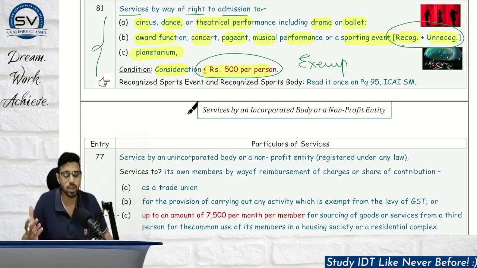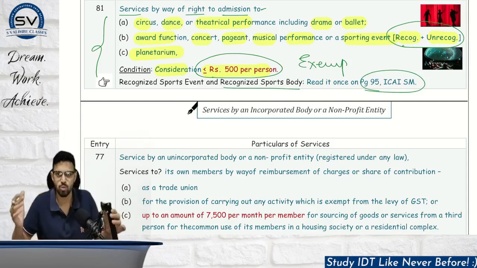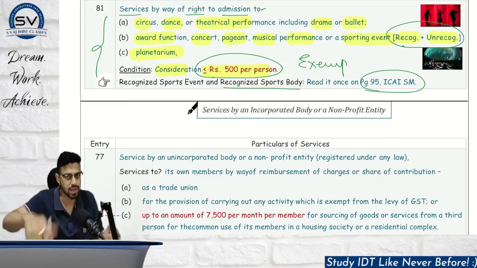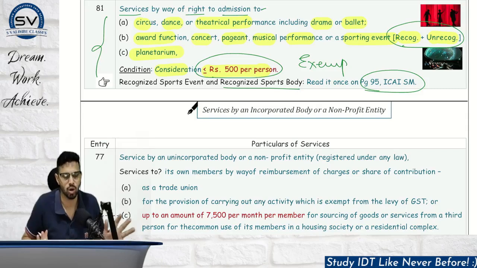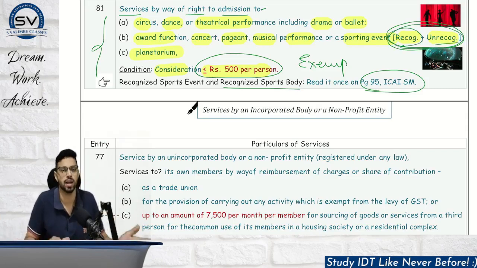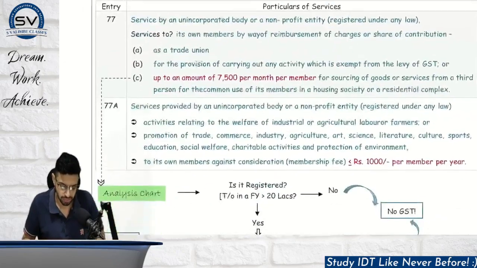Recognized sports body and recognized sports event, you can just give it a read on page number 95 ICSM. You don't need to learn. Recognized sports body means the associations and the bodies that you will see, they are all recognized government related bodies. Okay, so seeing the name you will know whether it is recognized or not. If I am running something, that is obviously unrecognized, but we are talking about both, so it does not matter actually. Had this been only recognized, we would have paid attention to what exactly you mean by recognized sports body. Okay, so award functions, theatrical performances, everywhere you have to see the consideration of 500.